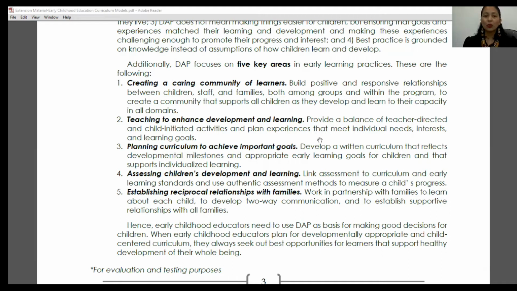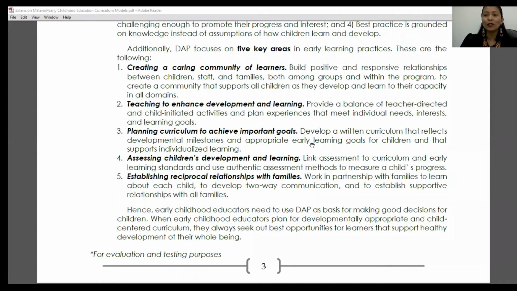So this is very important because when dealing with young children, we have to bear in mind that it is important that we cultivate positive and responsive relationships between children, no? Among children themselves, to staff as well, and the families, including also groups within the program, so that we will be able to create a community, a group that supports all children as they develop and learn to their capacity in all domains. Okay? Because when we want children to succeed, to progress, this means to say that a lot of people, significant people, should be involved.